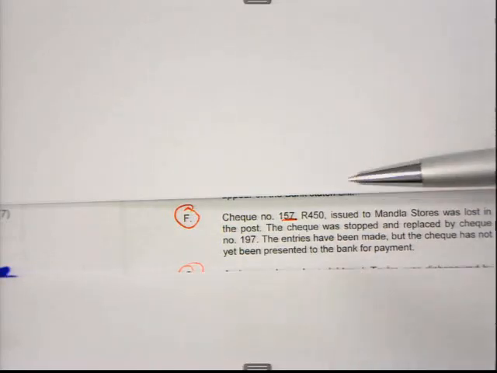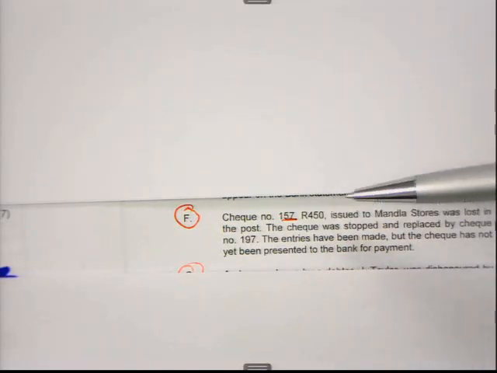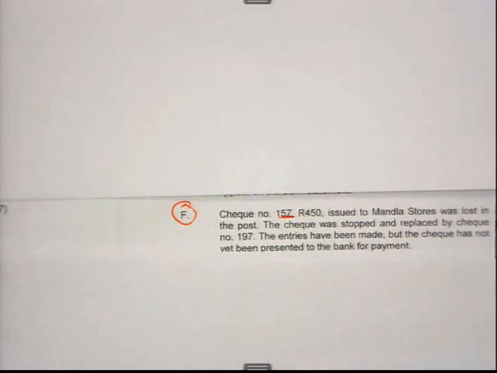Information F says, check number 157, 450, issued to Mandla Stores, was lost in the post. The check was stopped and replaced by check number 197. The entries have been made, but the check has not yet been presented to the bank for payment. Right? So now this check was issued, it got lost, it was stopped and replaced with another check. Those entries were made. But now this check does not appear in the bank or was not yet represented for payment at the bank.